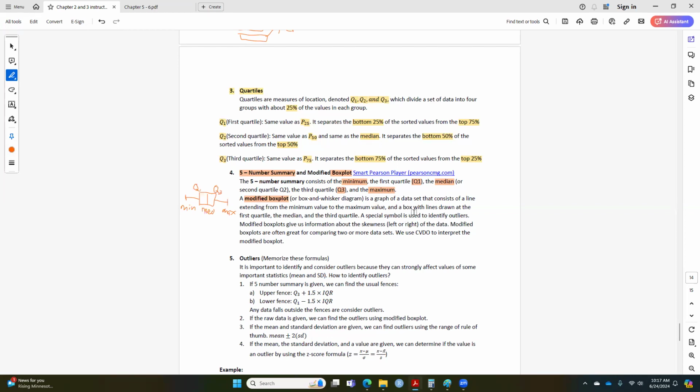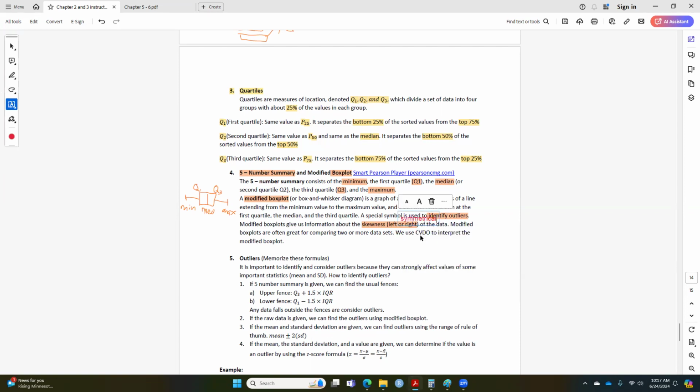The most important things this modified box plot is used for are, 1, identifying outliers, and 2, it can tell us whether your data is skewed left or skewed right, or sometimes symmetrical.